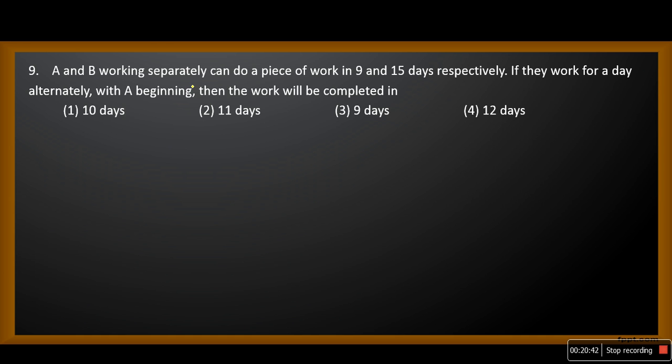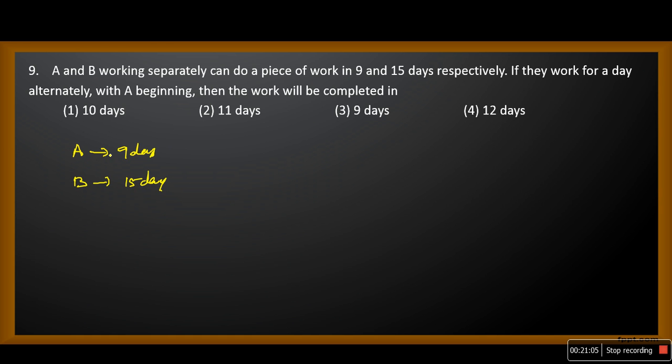A and B working separately can do a piece of work in 9 and 15 days respectively. If they work for a day alternately with A beginning, then the work will be completed in. Now A and B working, A can do the work in 9 days and B can do the work in 15 days.